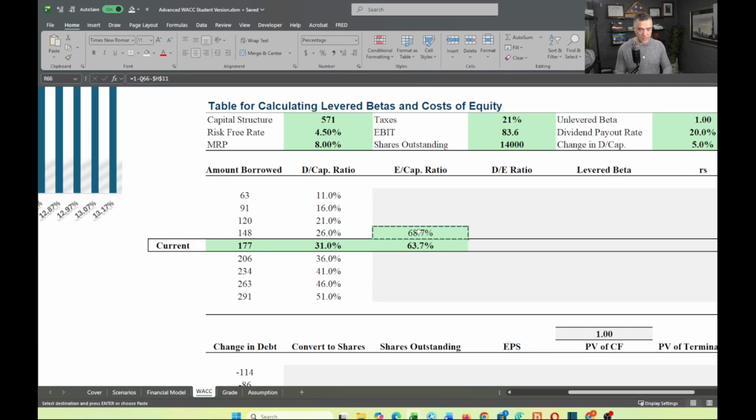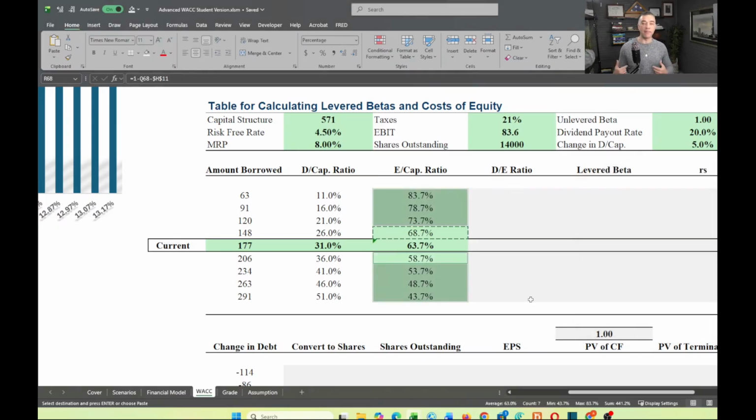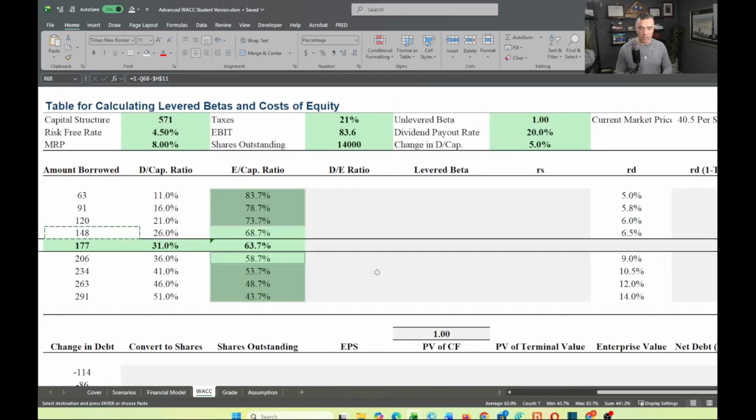So I'm going to hit Control C, copy it, and go down. Then I'm going to hit Alt-ESF, paste special formatting, because I don't want to ruin the formatting that I created here. And that just plugs in the formula.